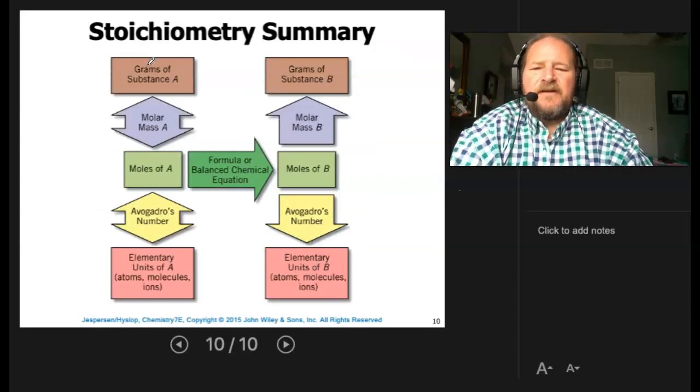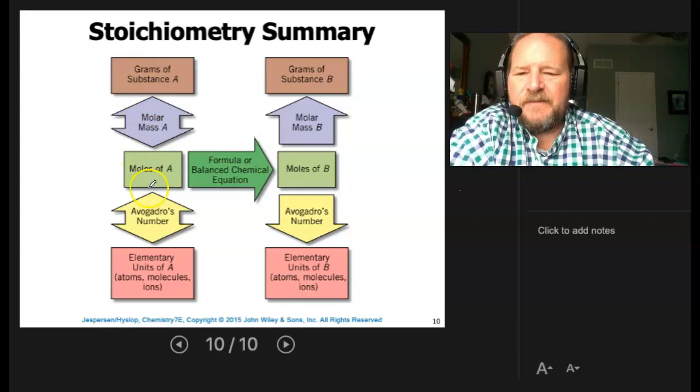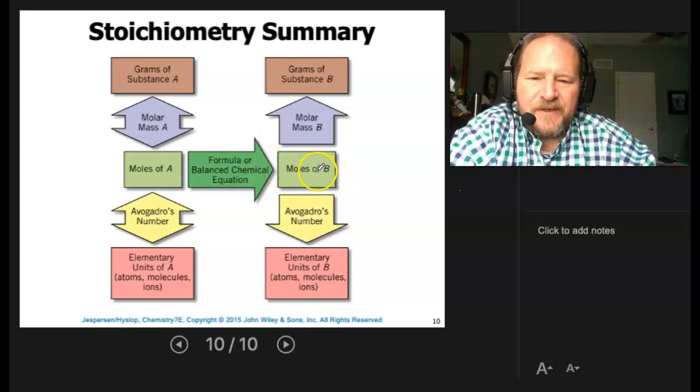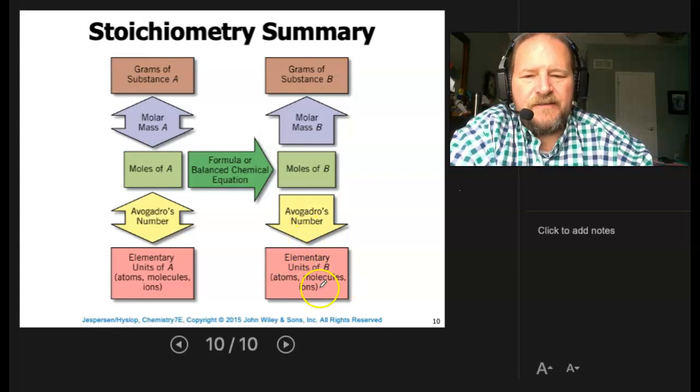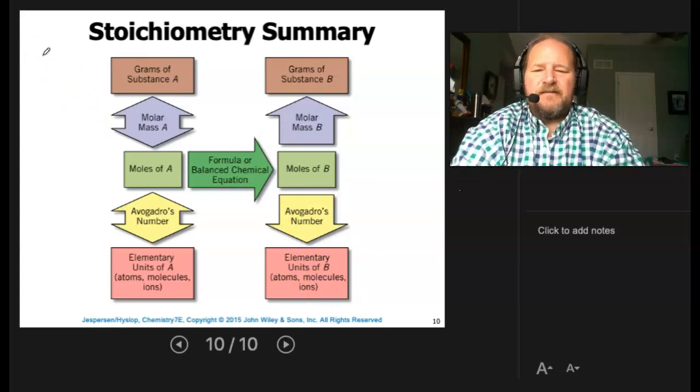All right. So your summary here for stoichiometry. Remember, we can go grams of a substance to moles. So we're going to go from grams to moles using the molar mass. We can go to Avogadro's number and figure out how many pieces are there. Or for moles of A, we can use the formula or a balanced chemical equation, either or, and get moles of B. For moles of B, we could figure out the mass of B, or we could figure out the particles of B. Right? So hopefully you see the relationships here.